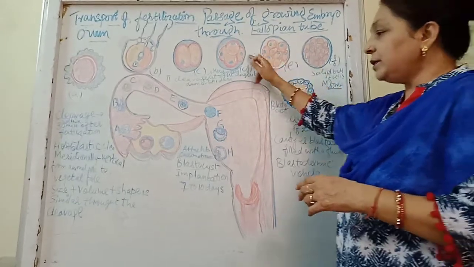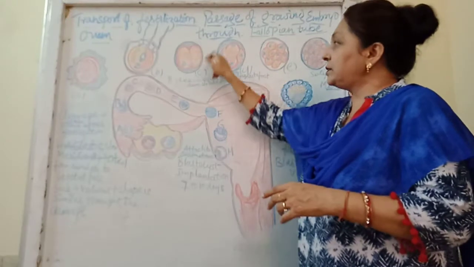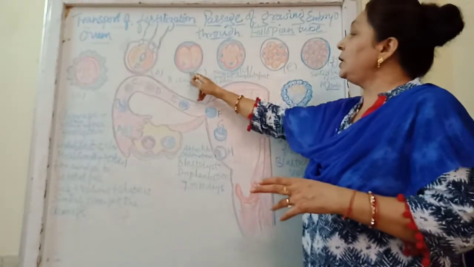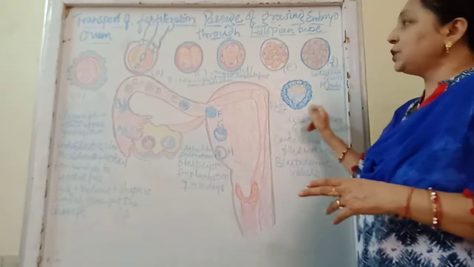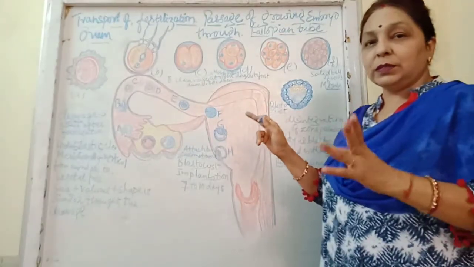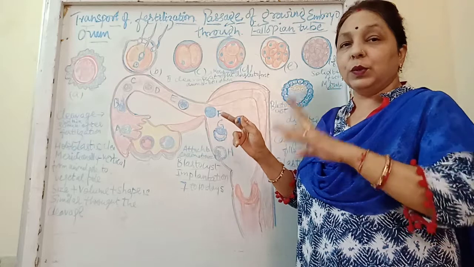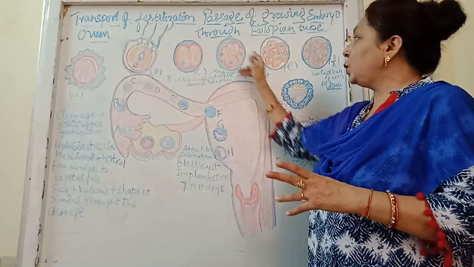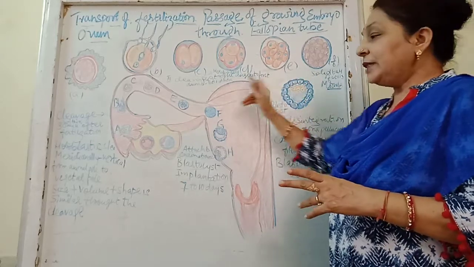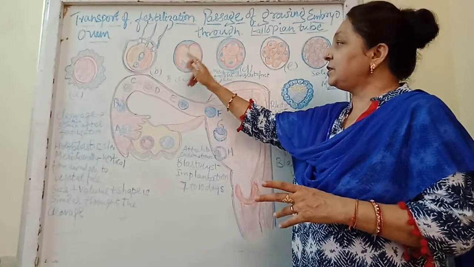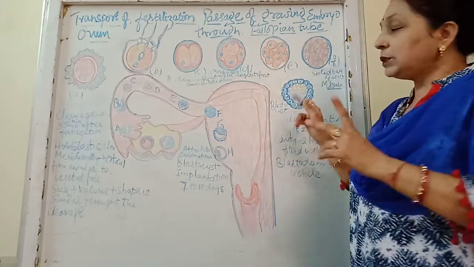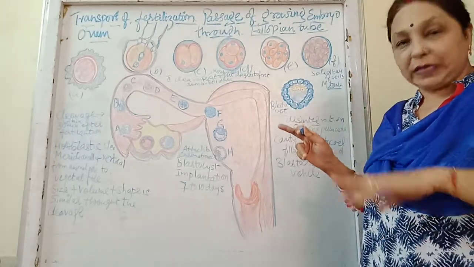Whereas you can see the rest, the size, volume and the shape, it is all similar throughout the process of cleavage, because there is no growth occurring in the blastomeres. So they go on becoming smaller and there is no change. That means the size, volume and the shape is similar throughout the process of cleavage.